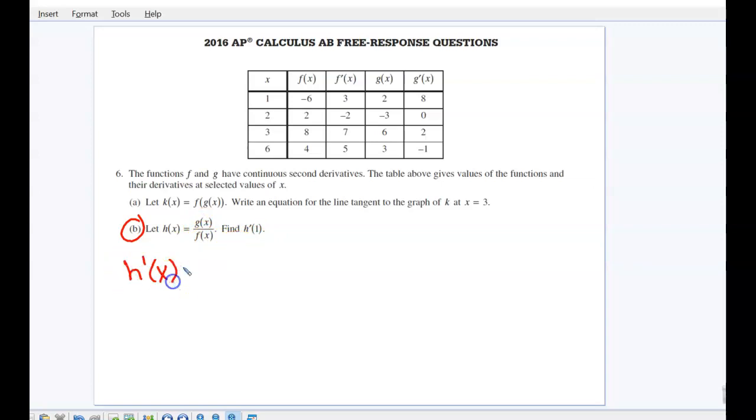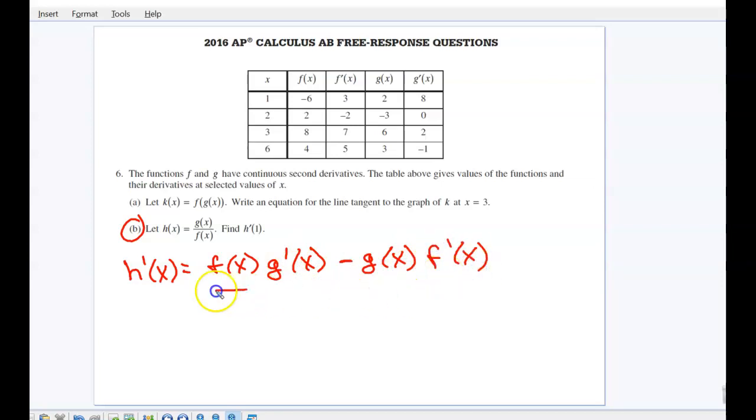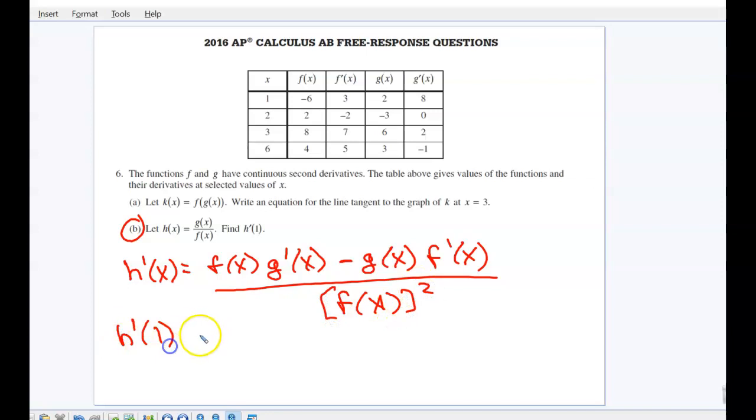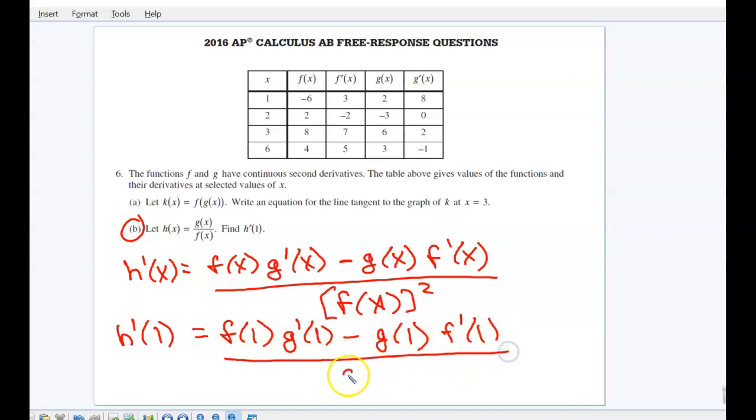So h prime of x is going to be the bottom function times the derivative of the top, minus the top function times the derivative of the bottom, all over the bottom all squared. And now we're asked to evaluate this at 1. So this is going to be f of 1 times g prime of 1, minus g of 1 times f prime of 1, all over f of 1 squared. Now I don't have a function to deal with, but I can read these values off my table.